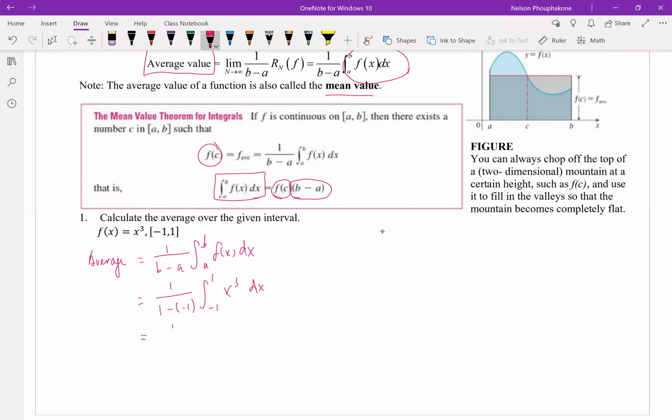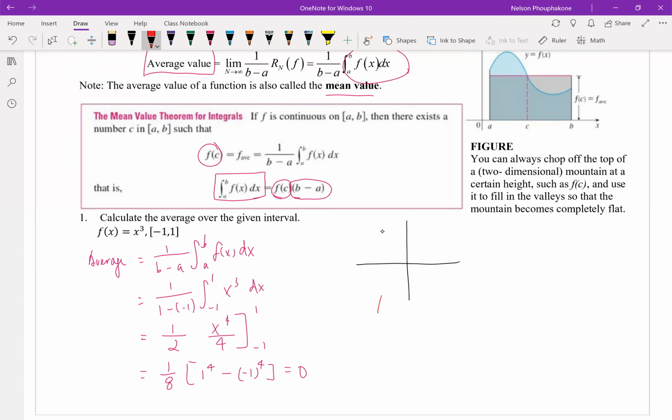Then I have 1 over 2, x to the power 4 over 4, integrated between negative 1 and 1. Then it is 1 over 8, 1 to the 4th minus negative 1 to the 4th. And then, of course, we get 0. So, therefore, in this case right here, now again, let us look at this.